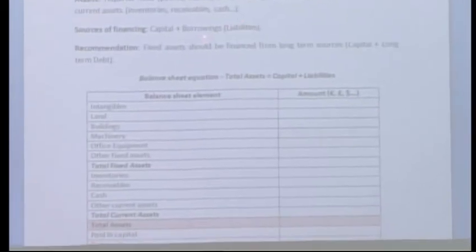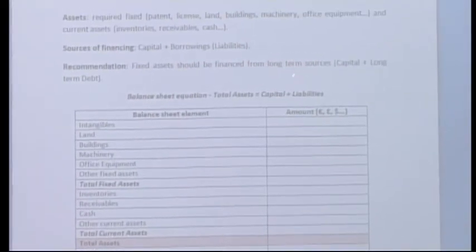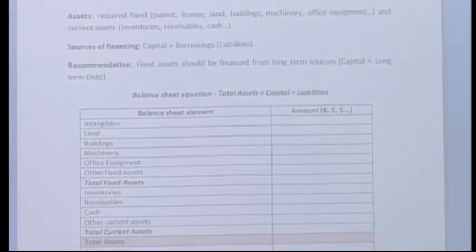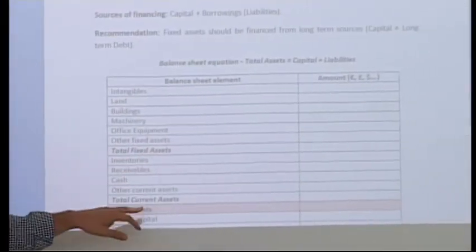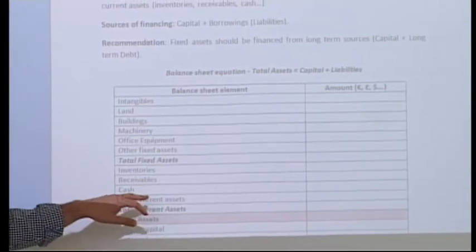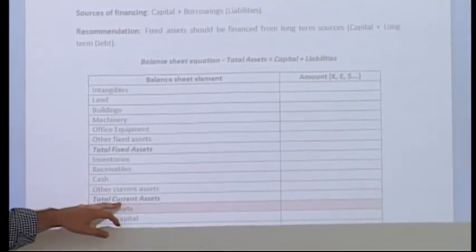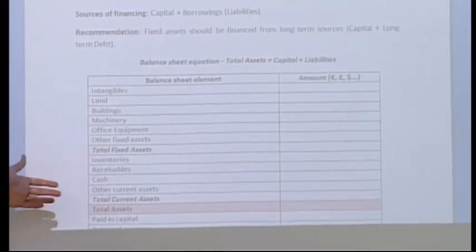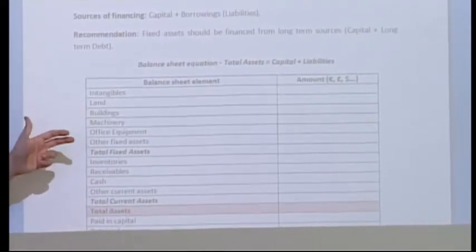Sources of financing means what we owe. You need to take care about your capital and our liabilities. We recommend that fixed assets should be financed from long-term sources. When you make your balance sheet for your financial model, you need to put all this information about fixed assets and current assets. What we own: fixed assets and current assets. For example, fixed assets are building, land, machinery, etc.